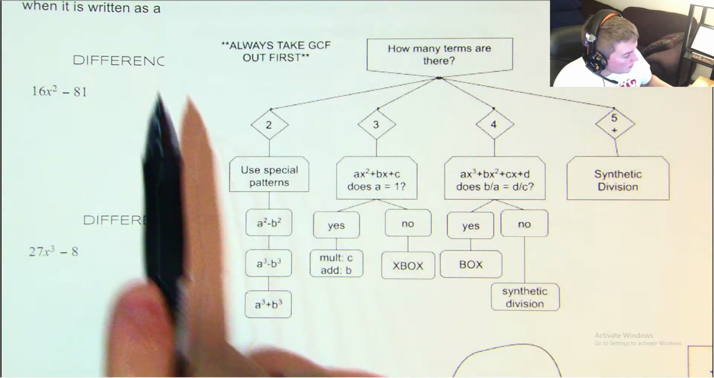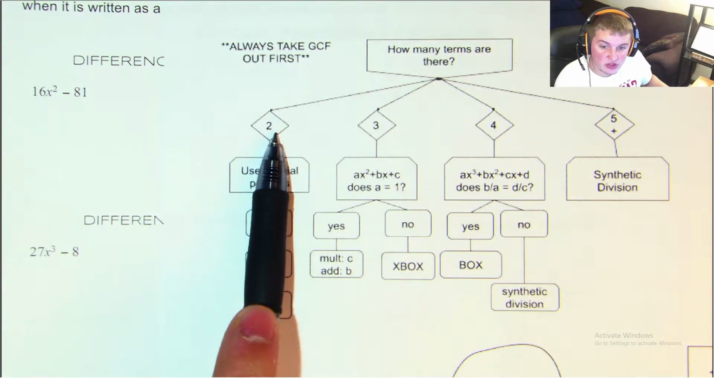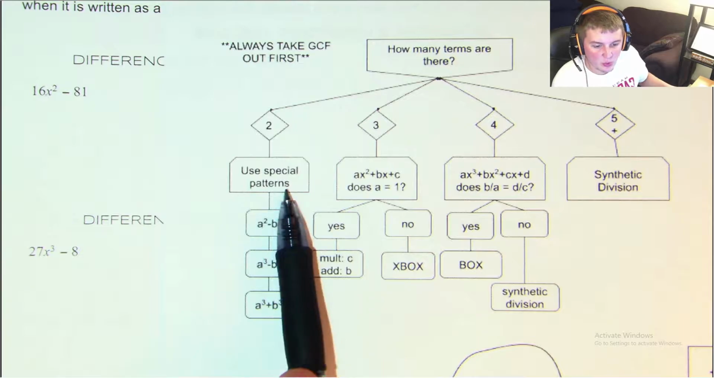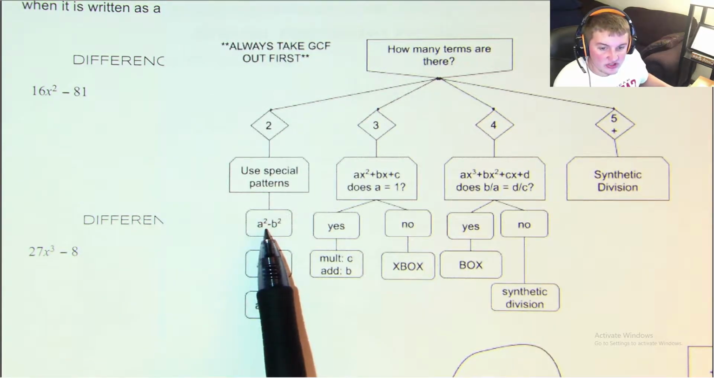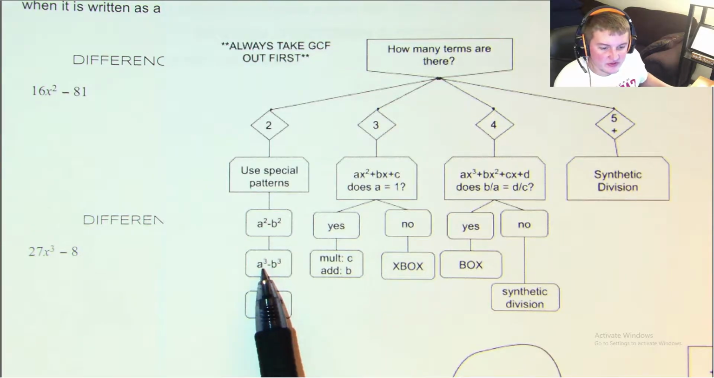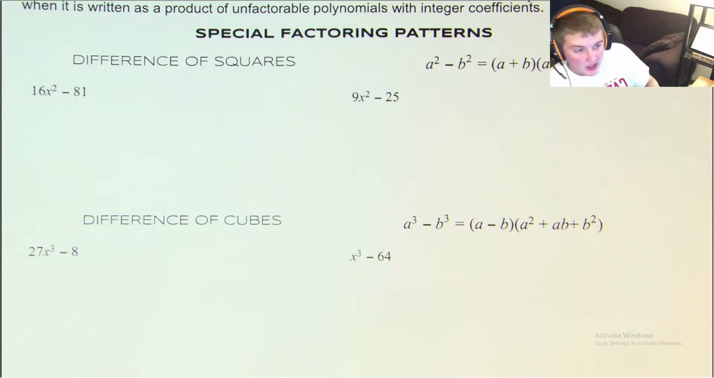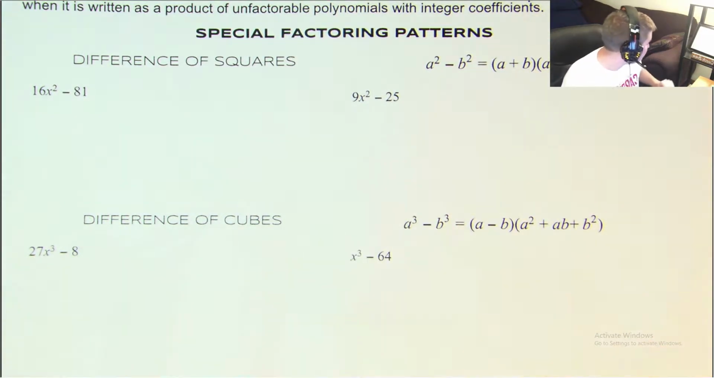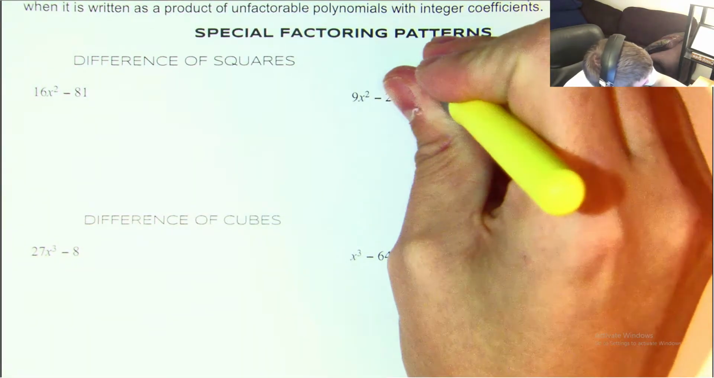Then you want to ask yourself, how many terms are there? There are 2 terms, and that tells me I'm going to use one of these 3 special patterns. We have to figure out whether it's a difference of squares, a difference of cubes, or a sum of cubes. Those are the 3 different ones we're going to have. We're going to start with the difference of squares. Here's the pattern that will be given to you on your cheat sheet, and you will need to know how to use it.